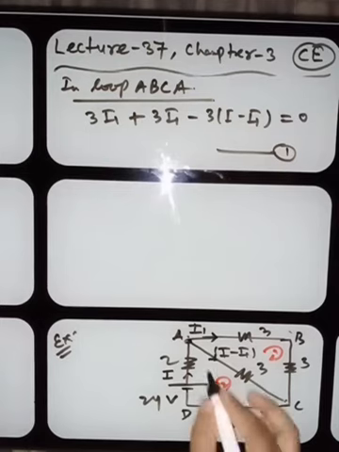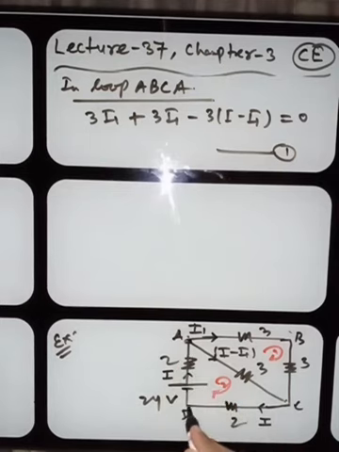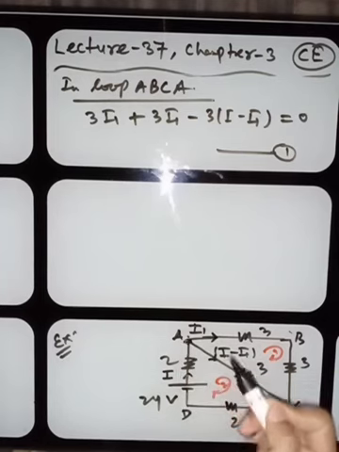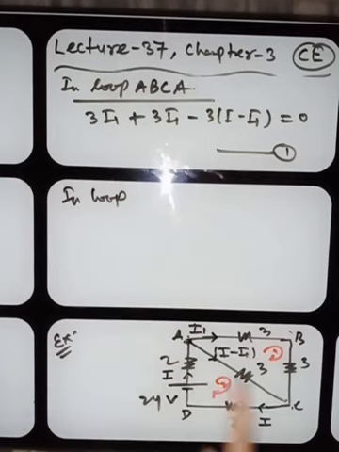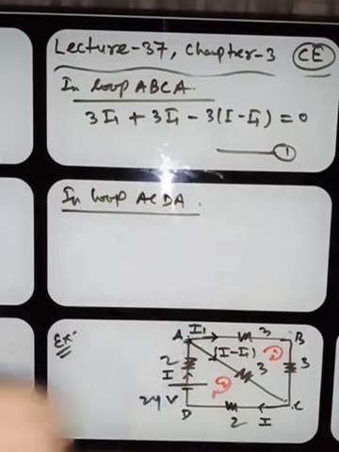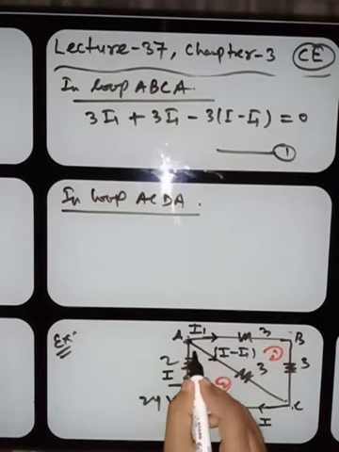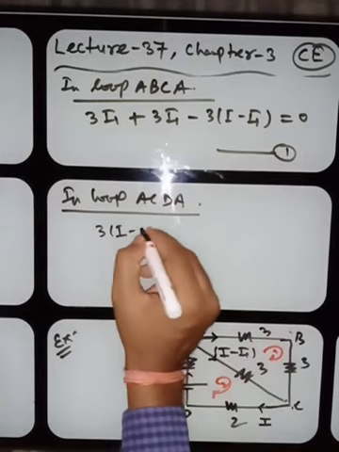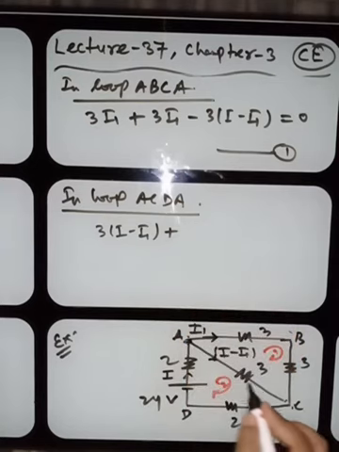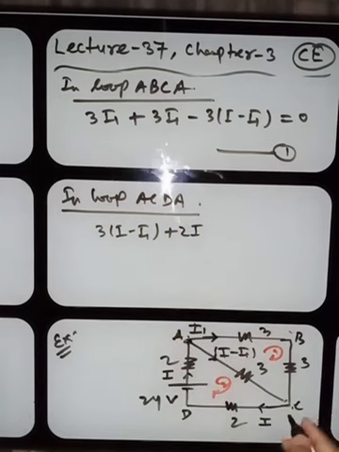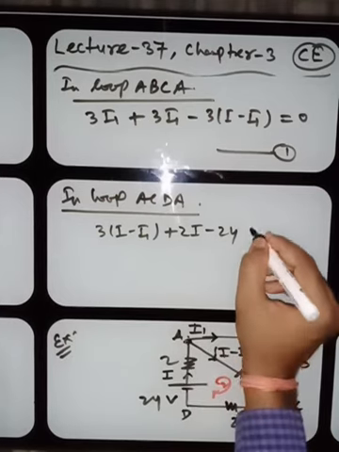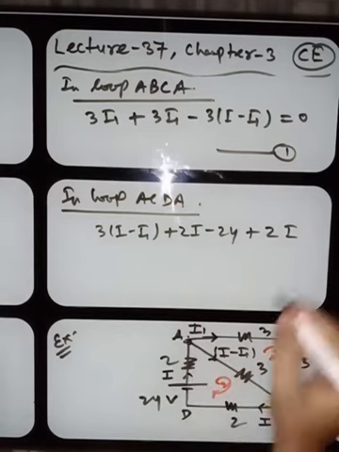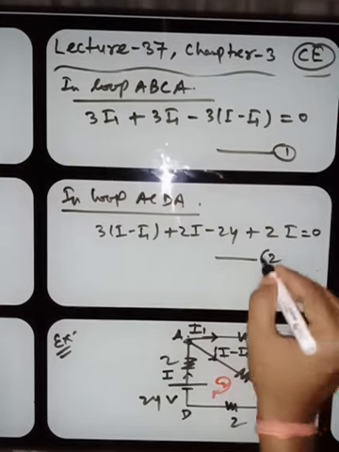Okay, my dear student. Now, for the second loop, you start from A, C, D, A. Remember, you can also move from A, D, C, A. In any way you can move. So again, in loop A, C, D, A, start from here. You are moving with the direction of current, so it is 3 times (I minus I1) plus, since you are moving with the direction of current, 2 times I. You meet a cell and the first terminal is negative, so minus 24, again a resistor plus 2 times I. Now you reach the same point, so it will be 0. You will get another equation.